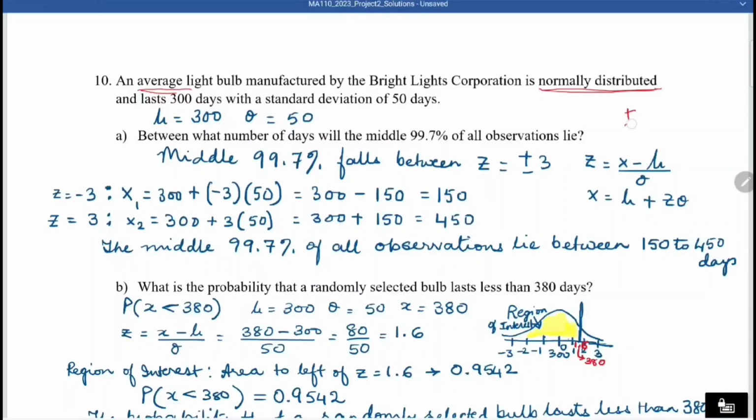Plus minus 1 standard deviation is 68%. Plus minus 2 standard deviations is 95%. And plus minus 3 standard deviations is 99.7%. So you have to memorize that rule.